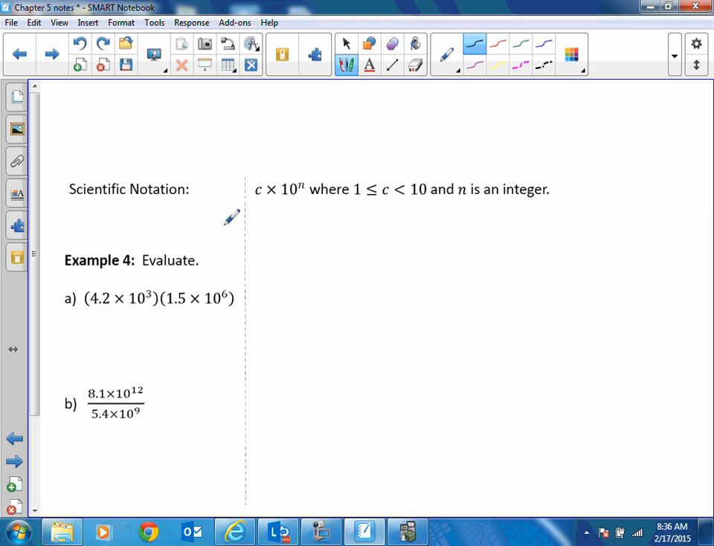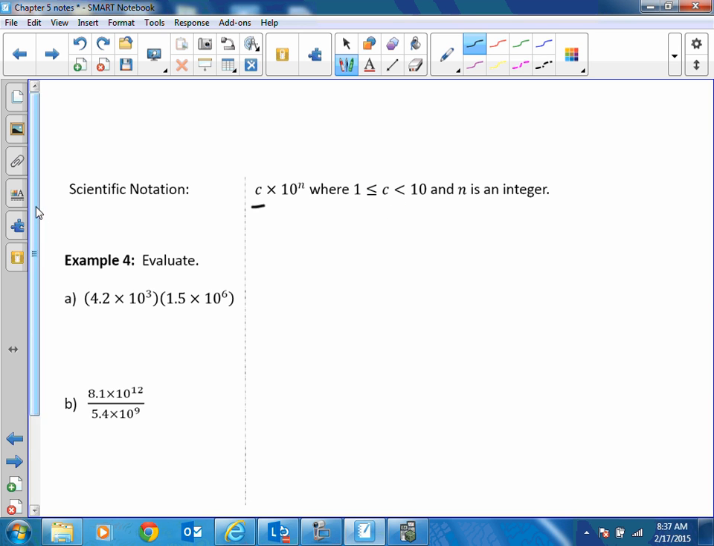Okay, scientific notation. You've done this before. The most important thing is C has to be between 1 and 10. It has to be less than 10. It could be equal to 1, but it has to be greater than or equal to 1 and less than 10. So 9.9. Basically, it has to be a one-digit number, or it has to be in the ones place.